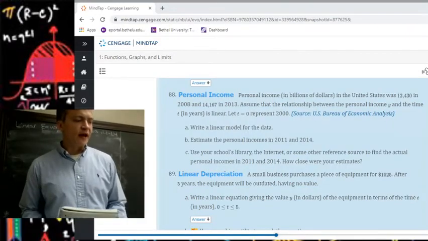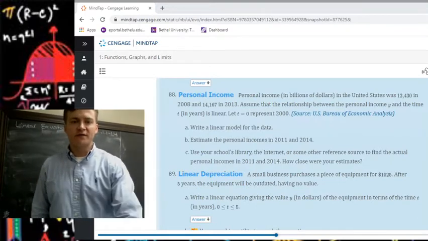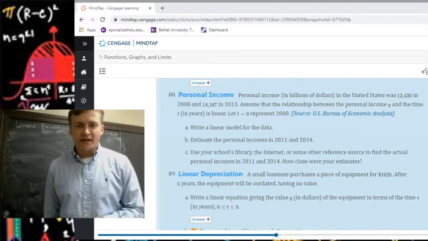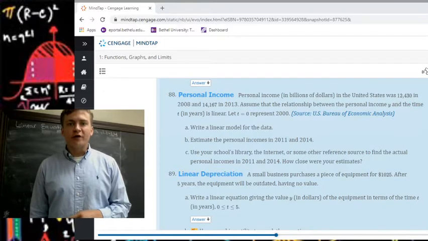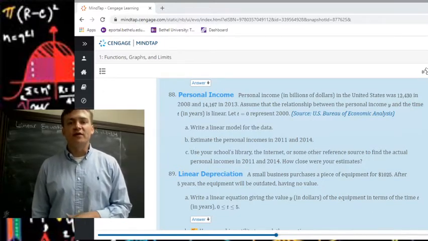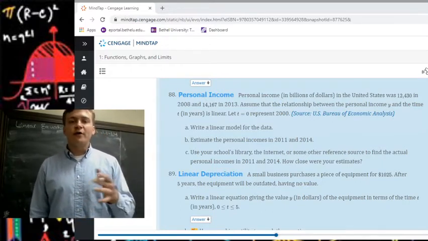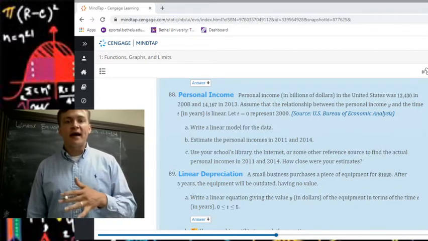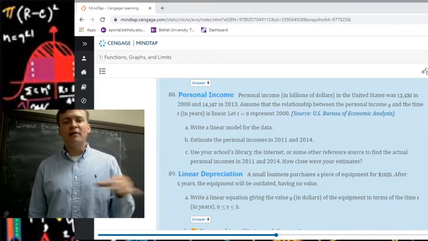This is problem number 88 on page 33. I like this one here because I think it rounds off slope quite nicely. It says here personal income, measured in billions of dollars, was 12,430 in 2008 and 14,167 in 2013. Notice what's going on in this problem is that we are finding a relationship between personal income and time. It's giving us years, 2008, 2013. So there's a timeline being established.